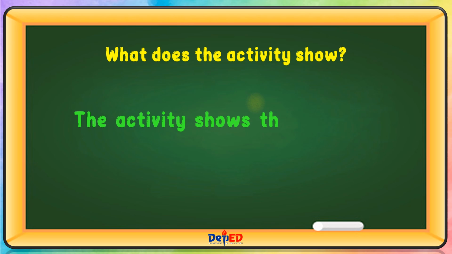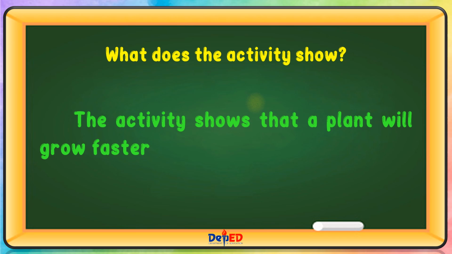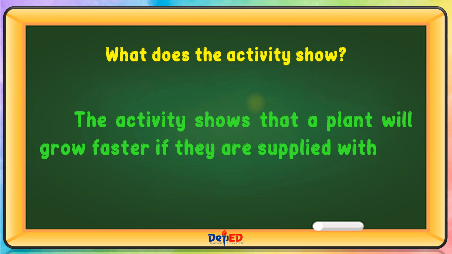What does the activity show? The activity shows that a plant will grow faster if it is supplied with the necessary nutrients that it needs.